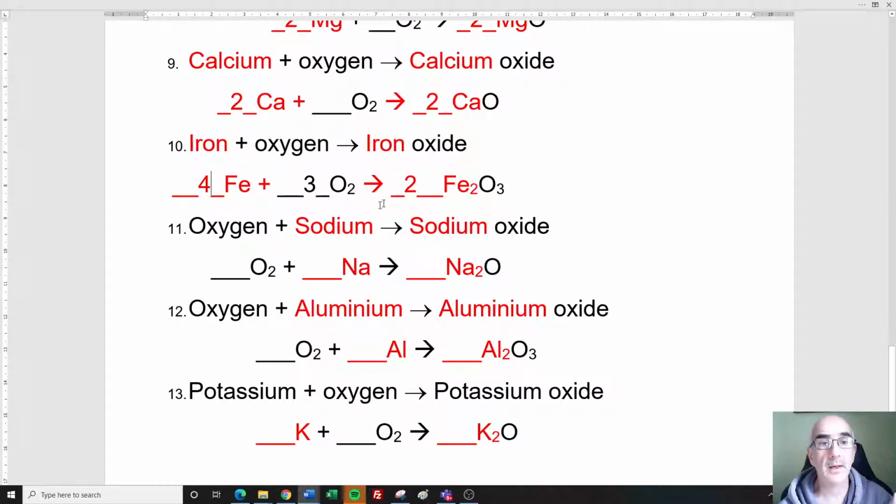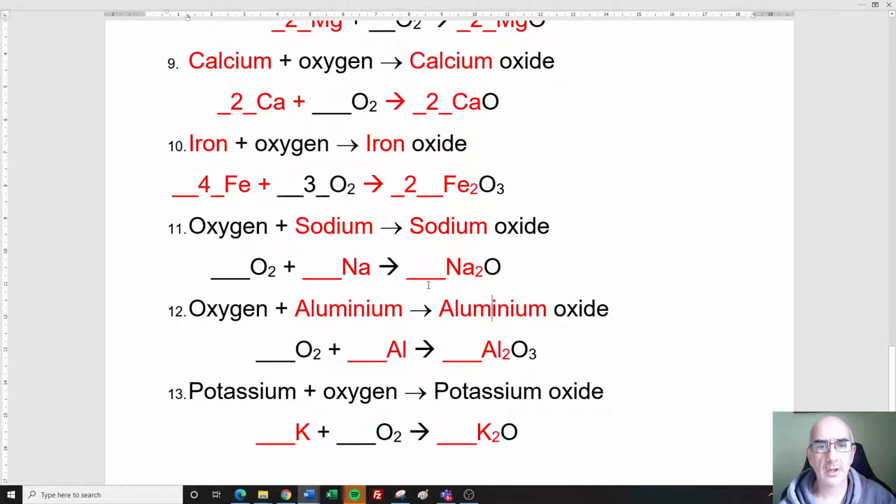So we've got 4 iron and 4 iron on the right, 2 times 2, and we've got 3 times 2 is 6 oxygen, and we've got 2 times 3 oxygen, yeah, 6. That was a tough one. Remember, I'm not telling you why that's Fe2O3, you've just got to accept that's the way it is in nature. Similarly, sodium oxide is Na2O in nature, we can't change that. But that's a fairly easy one to balance compared to the last one.